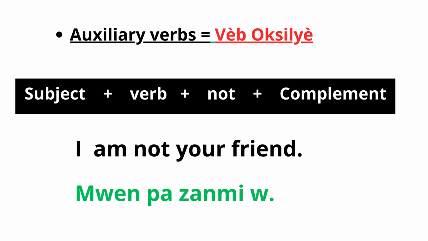An auxiliary verb is a verb that helps you to conjugate another verb.